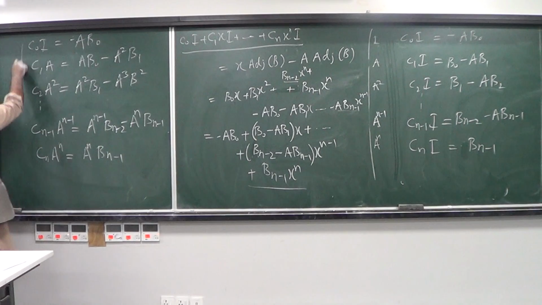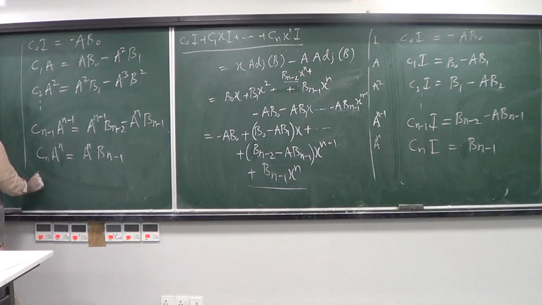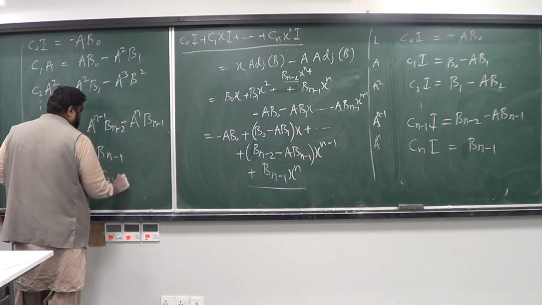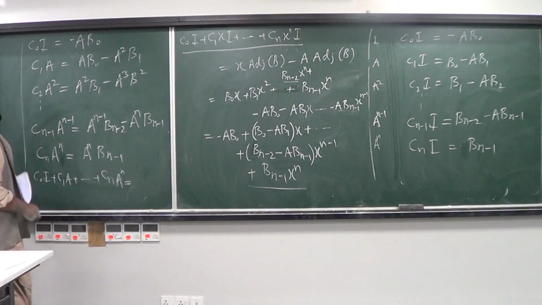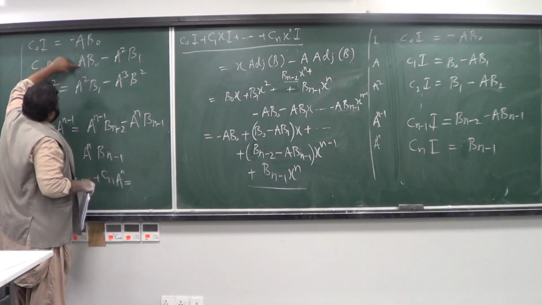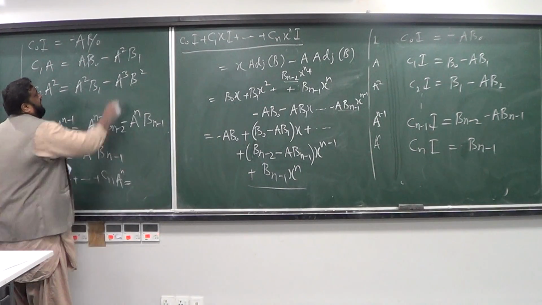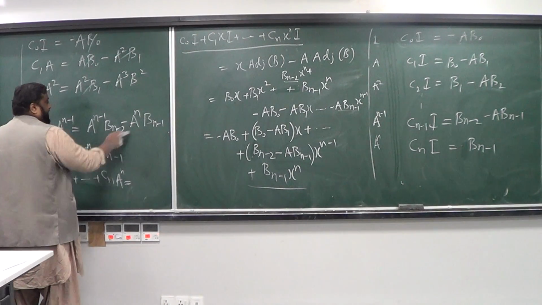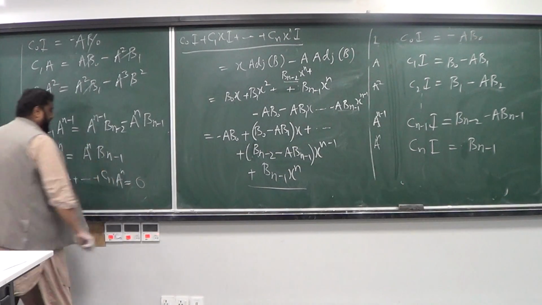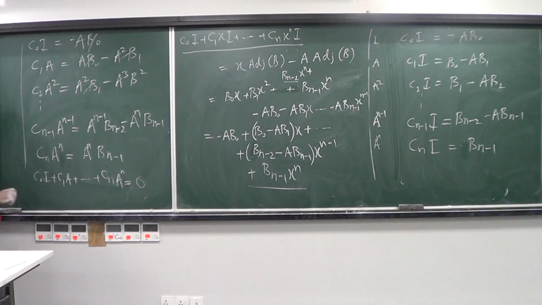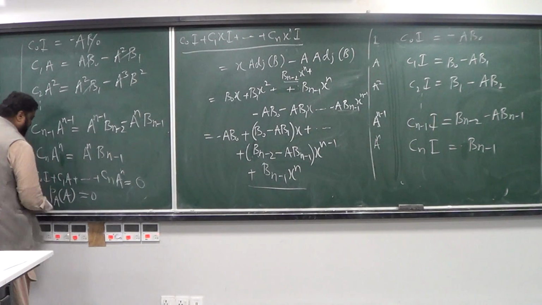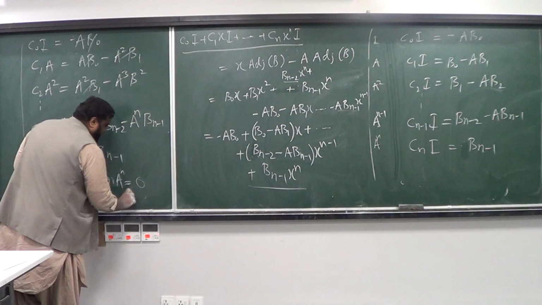And then what I want is to just add all these terms. So when you add C0 I plus C1 A plus so on and so forth, Cn A to the power n, what are you going to get? You're going to see that when I add these terms, all of these terms will cancel out. The A to the power n B(n-1) is going to cancel out with this, and you're going to get 0. And what is this? This is nothing but the characteristic polynomial of the matrix A evaluated at A. And this gives equal to 0. And this really completes the proof of the theorem.